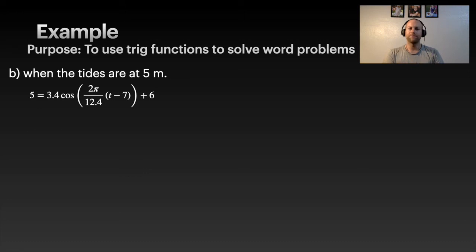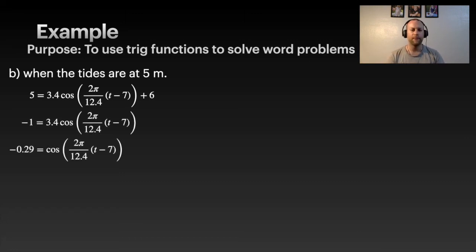First step, isolate my trig function, not the variable. So I need cos of this big bracket thingy. We need to isolate that. First we subtract 6, divide by 3.4. Now we have isolated cosine.